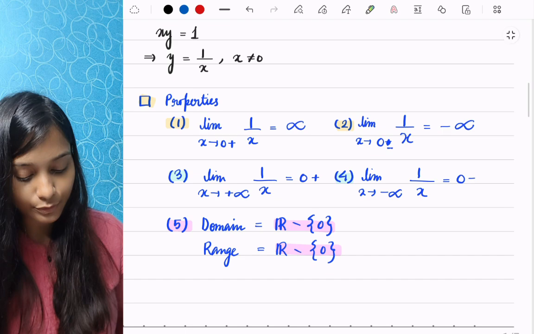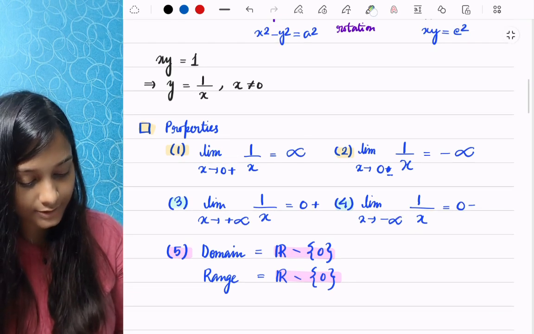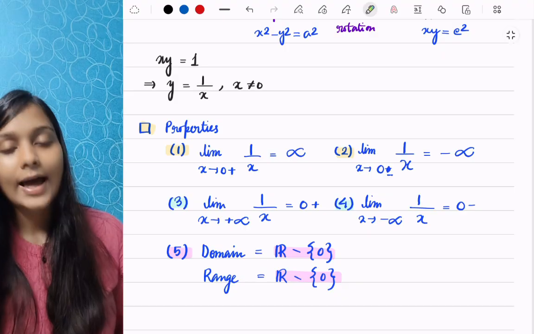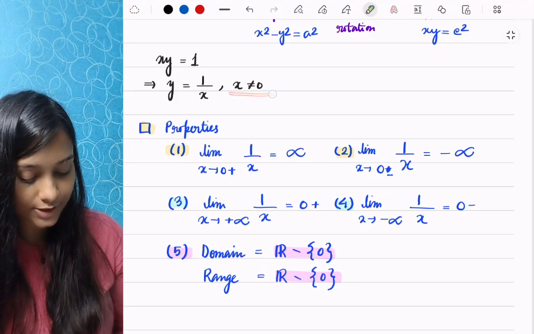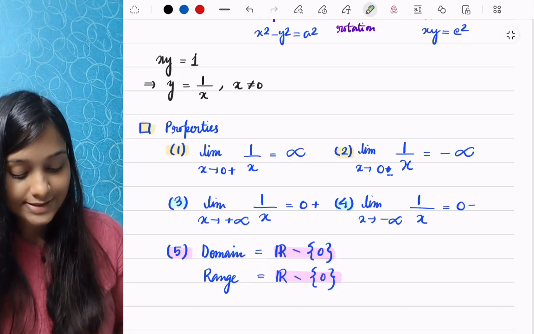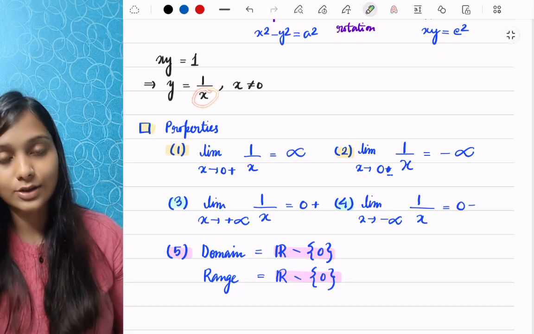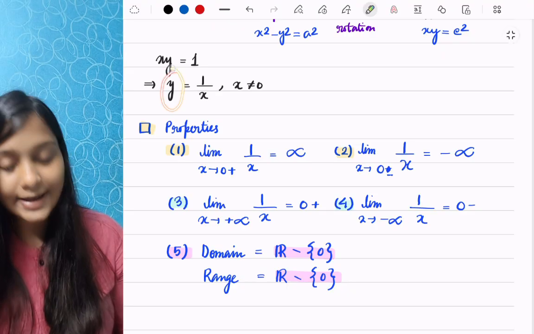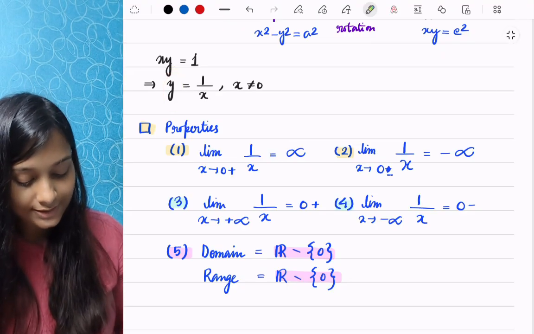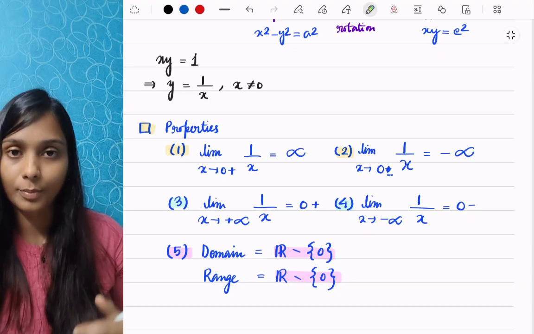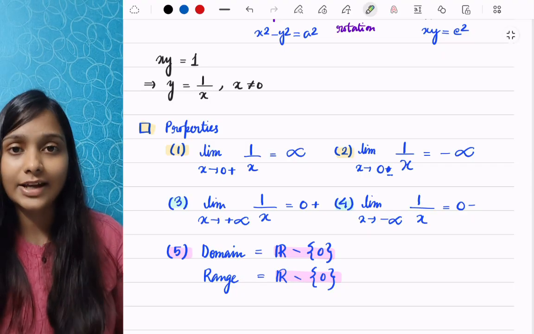So obviously we can see that from this equation alone, x can never be equal to 0, as if x equals 0, then this function will be undefined. So in this case, x can never be 0, and as x can never be 0, y can never be 0. So that's why the 0 point is excluded from the domain as well as from the range of this function.